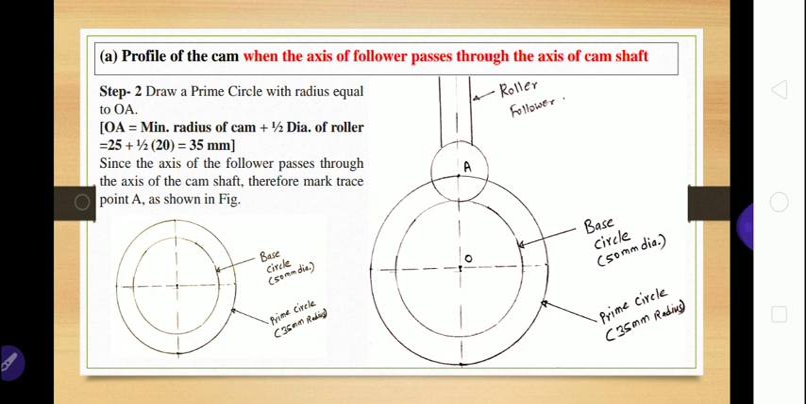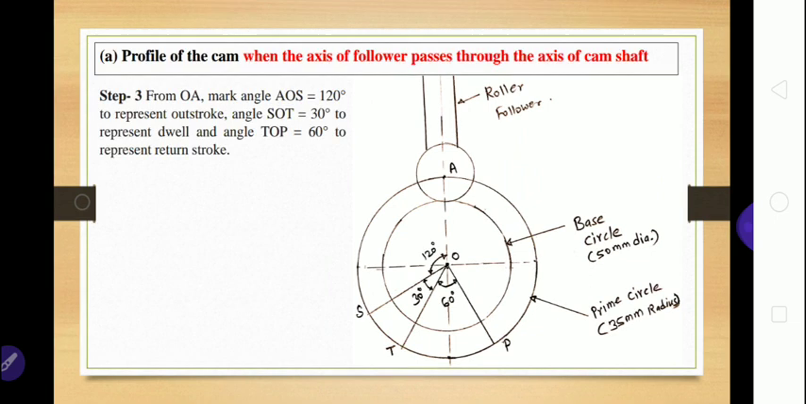Since the axis of the follower is passing through the axis of the camshaft, mark that trace point A as shown in the figure. So here point A will be along the axis passing through point O, because it is given that the axis of the follower is passing through the axis of the shaft. This is the first case for which we have to draw the cam profile. This is the second step, in which you have drawn the prime circle and shown the trace point A by drawing one small roller.